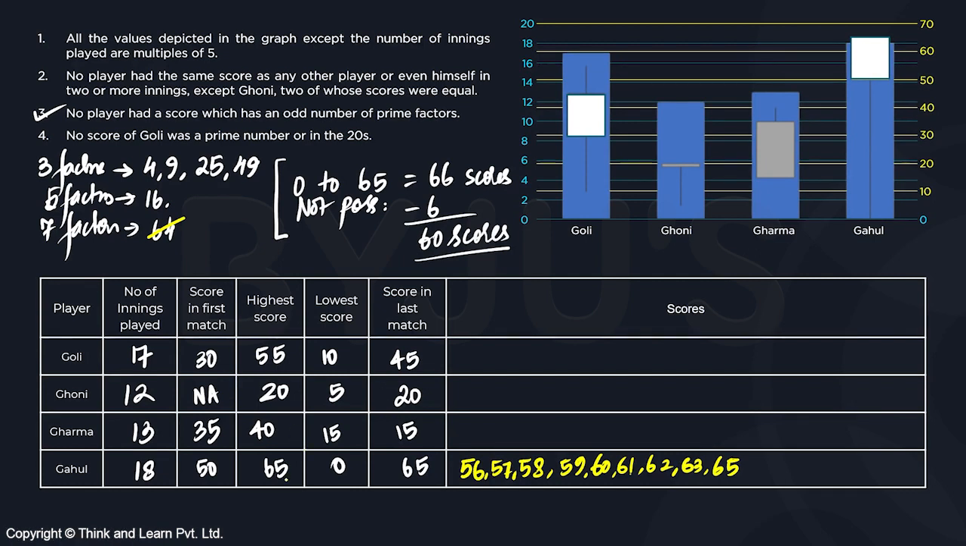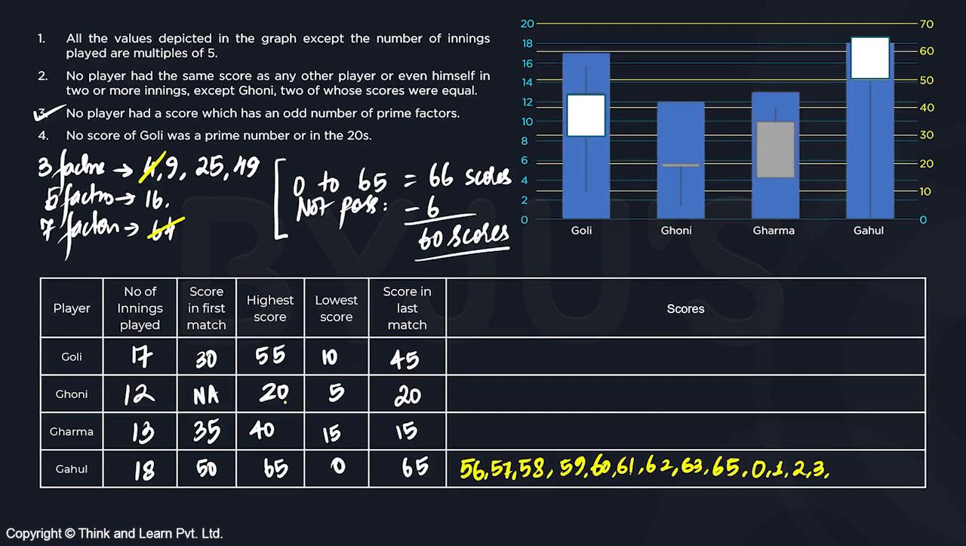And also the lowest score is 0 and Goni's lowest score is 5. So Goni can only have scores from 5 onwards. So up to 4, only Gahul can take. So Gahul can take scores starting with 0, 1, 2. He can't take 4 because 4 is already excluded, so we need to get rid of that. So as of now, we have a total of 9 plus 3, 12 innings of Gahul or 12 scores of Gahul known to us. Let's look at Goni now.